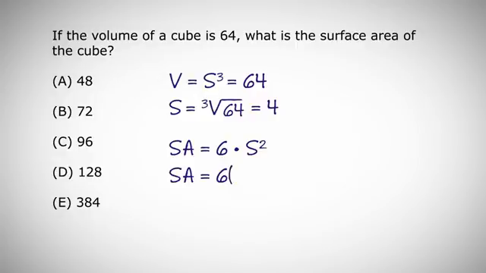All of the squares on this cube are going to be equal, and there are 6 of them. So we're going to take this 16 and multiply it by 6. When we do that, we get 96. One important thing to know is that the surface area of a cube is just going to be side squared times 6. So our final answer is C.